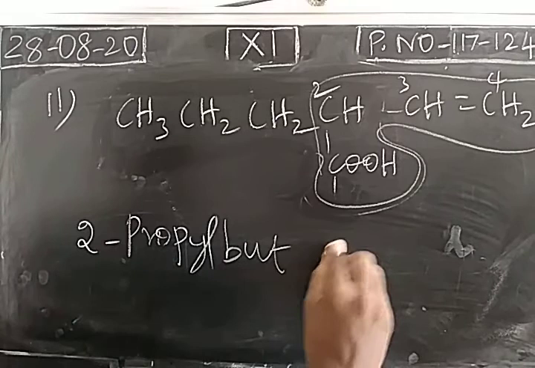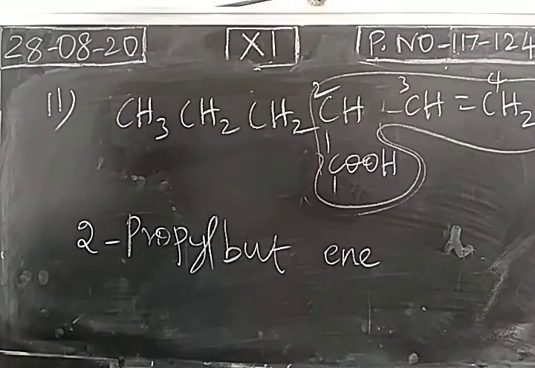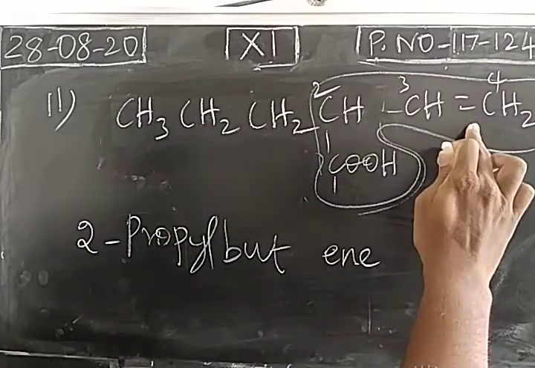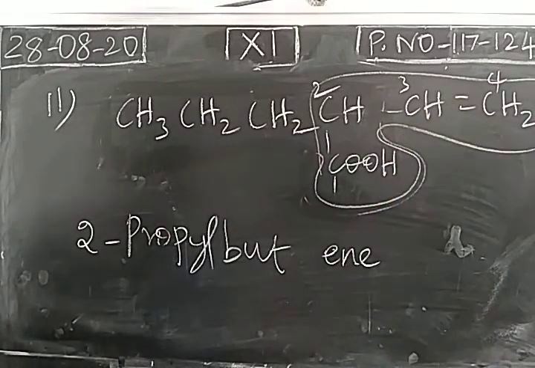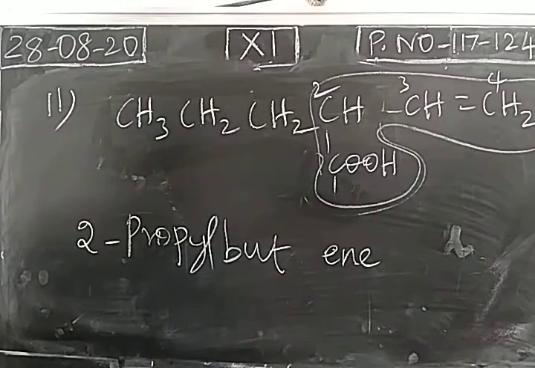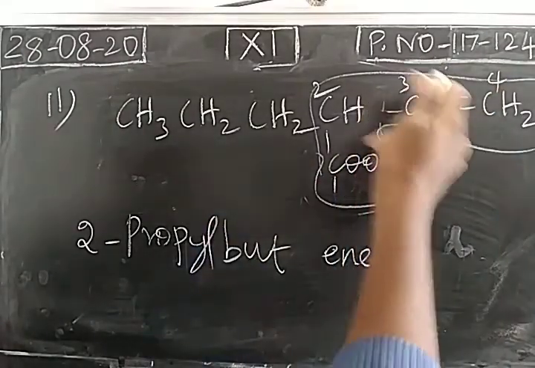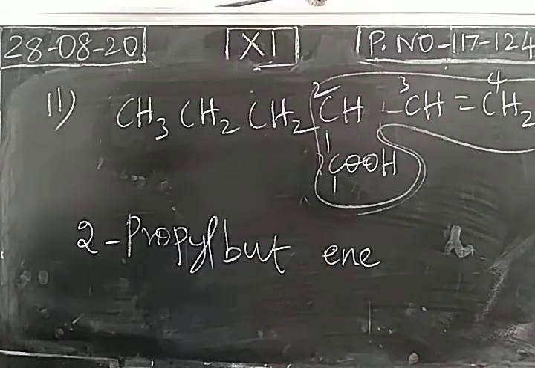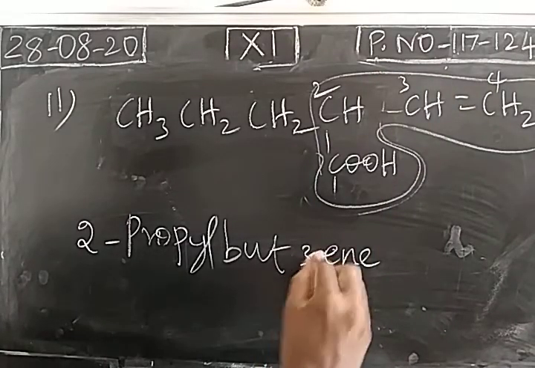We have a double bond here. So what is the primary suffix? Double bond means alkene. So ene is the primary suffix. Now what is the position of this double bond? The double bond is present between the third and fourth carbon atoms. In between the third and fourth carbon atoms, a double bond is present. So the position is 3. Out of 3 and 4, this is the lowest number. So 3 is the lowest number. So the position is 3.